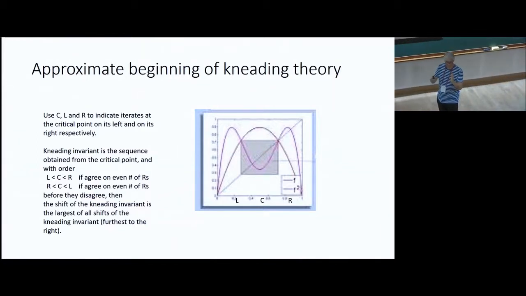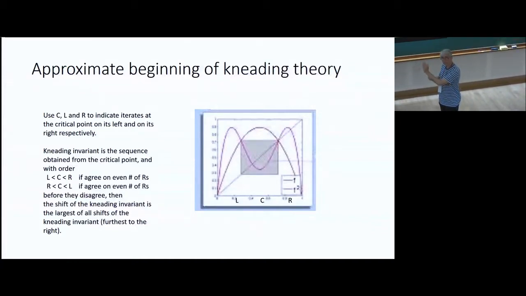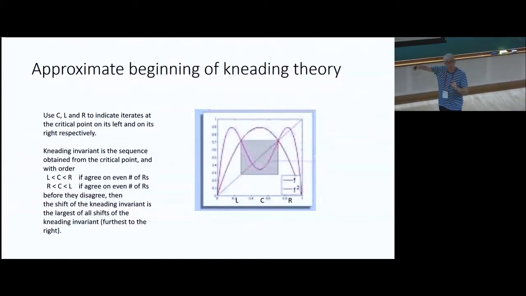And then it goes right, so it's LLR. So you build up a sequence of L's and R's that reflect the order of the images. So you're looking at the images and you're asking which side of the critical point they lie on. And now you've got symbol sequences of L's, C's, and R's. Now you want an order on those sequences that reflects the order on the real line. And in a sense, this is the fundamental thing.